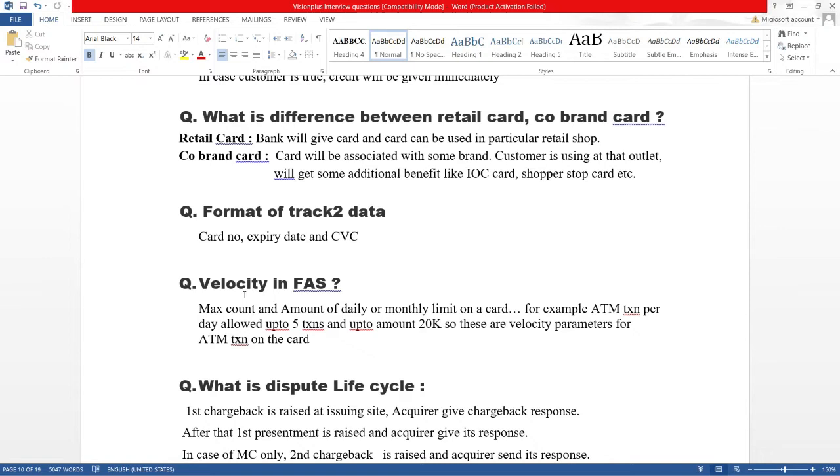Now, what is the format of track 2 data? It has the card number, expiry date, and CVC. Now, the next question here is, what is the velocity in Phase? Velocity in Phase means the maximum count and amount of daily or monthly limit on a card. For example, ATM transactions per day allowed up to 5 transactions and up to an amount of 20k in a month, and also these are the velocity parameters per transaction, ATM transaction on the card.